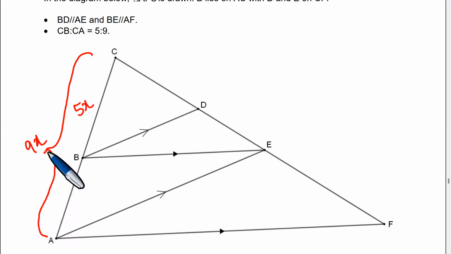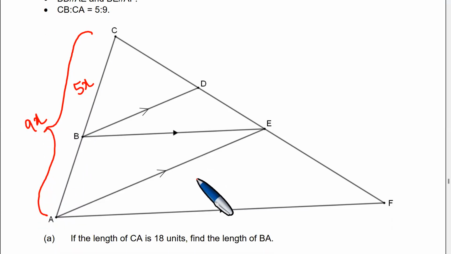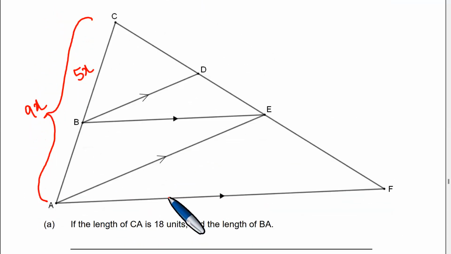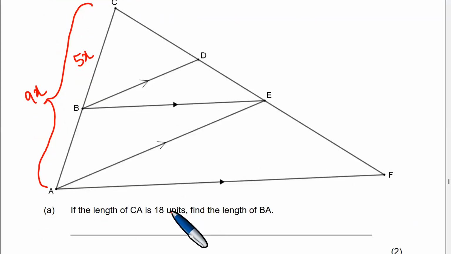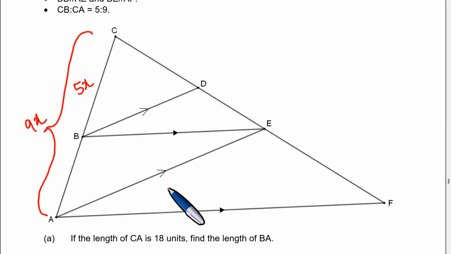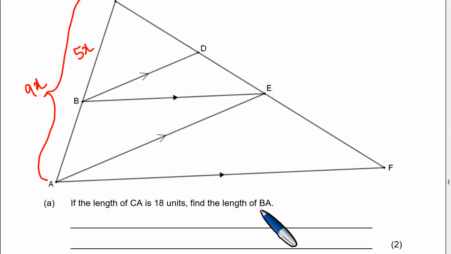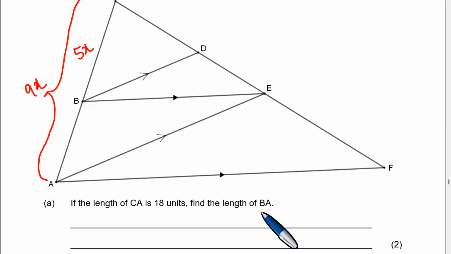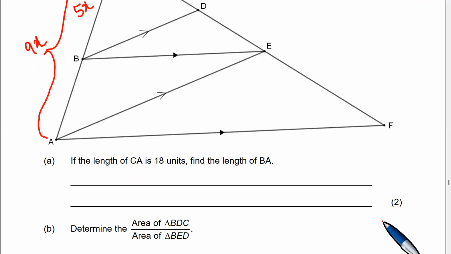Okay, like that. What else is the examiner asking here? We're just noting the given information there, and that is clear. If the length of CA is 18 units, find the length of BA. It's 2 marks, so it's straightforward.